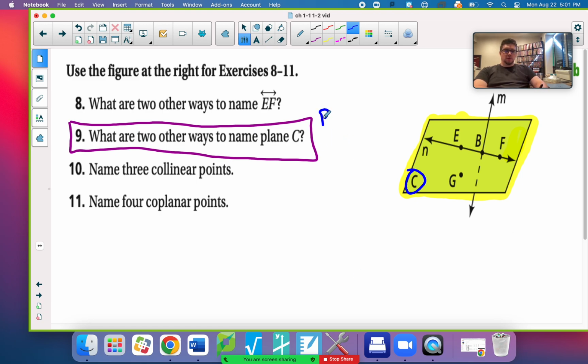But other ways we can name it could be plane E, B, F, because those are 3 points on the plane. We could call it E, G, F. Any combination of these 3 letters, or these 4 letters, just using 3 of them, or we could use all 4 letters if we want. So there's a lot of different ways to do it: E, B, F, G, E, B, F, E, G, F, B, F, G, G, E, B.